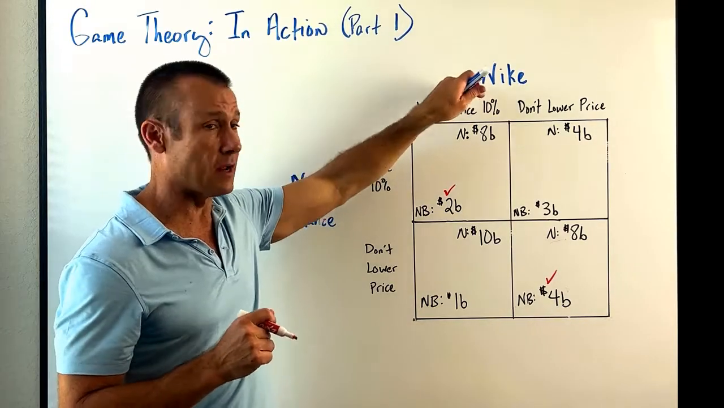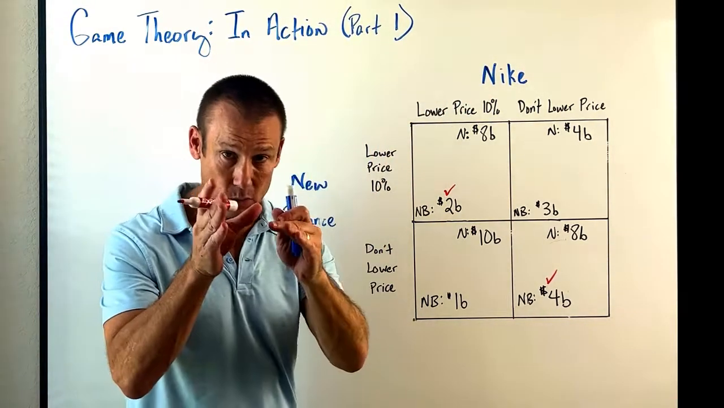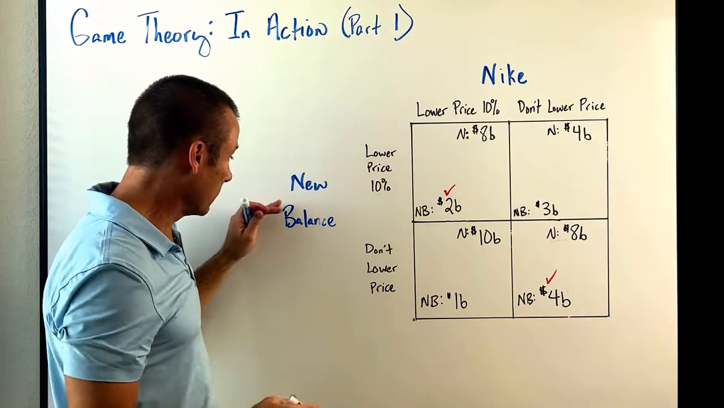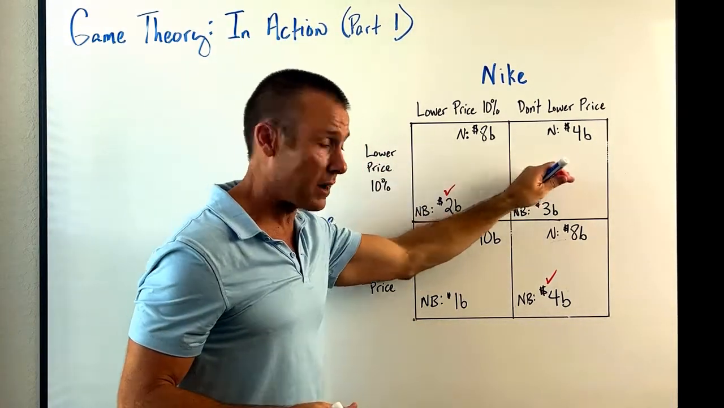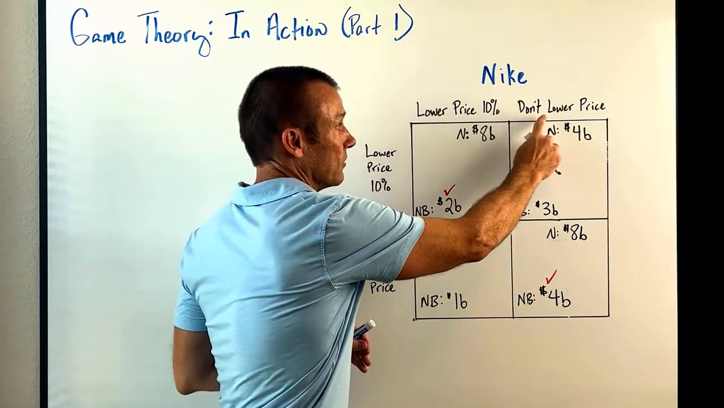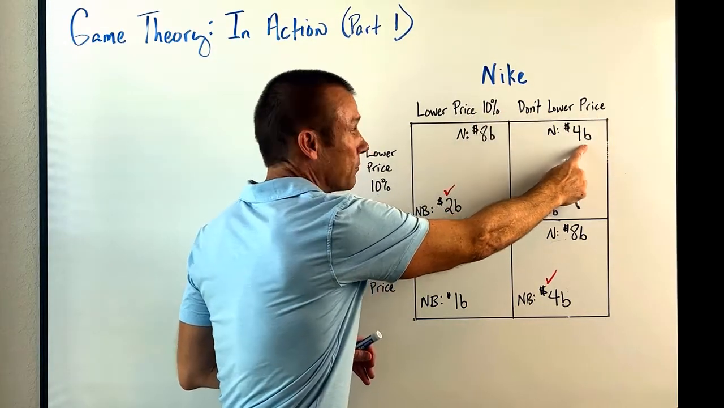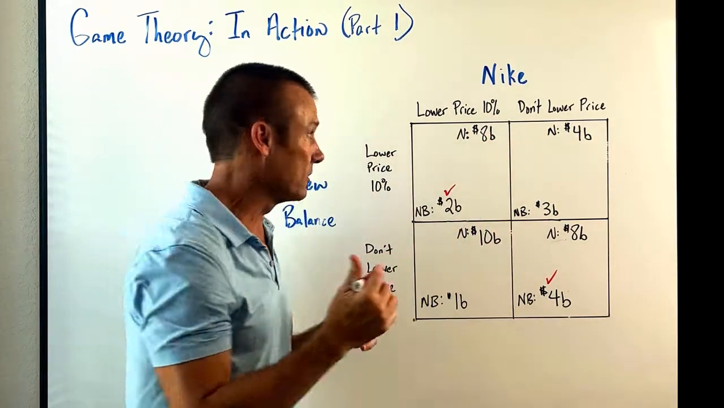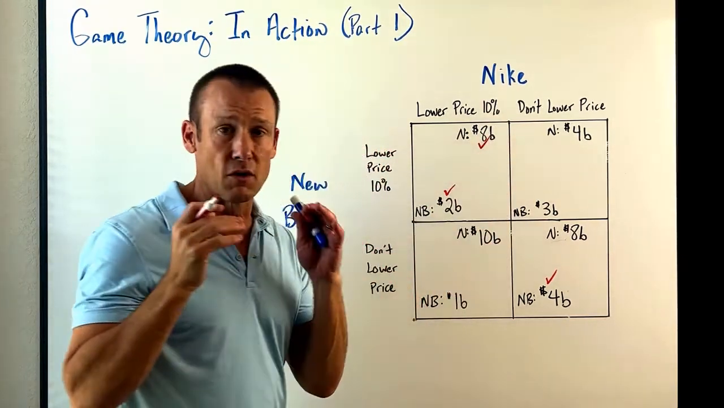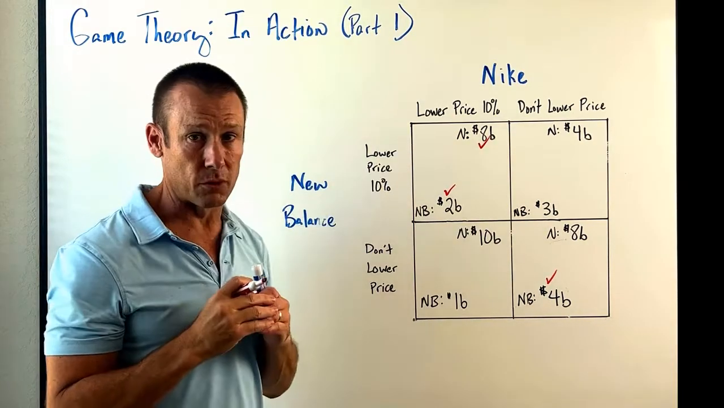Now, let's go to Nike. We're examining Nike, so what do we do? We go to New Balance, and we say, okay, if New Balance played lower price, right? If they played lower price by 10%, what should Nike do? Not lower their price, $4 billion in profits, or lower their price by 10%, $8 billion in profits. Pretty simple, right? Check. $8 billion in profits, so they should lower their price.